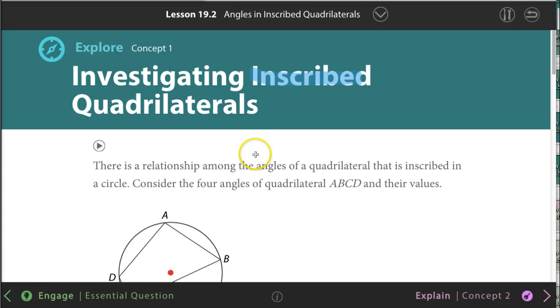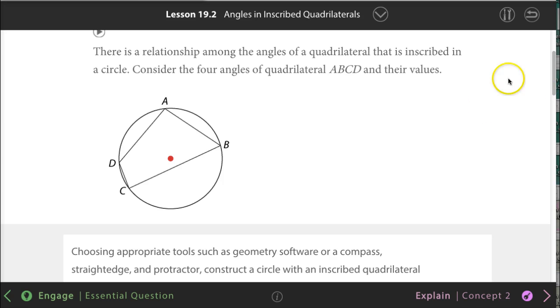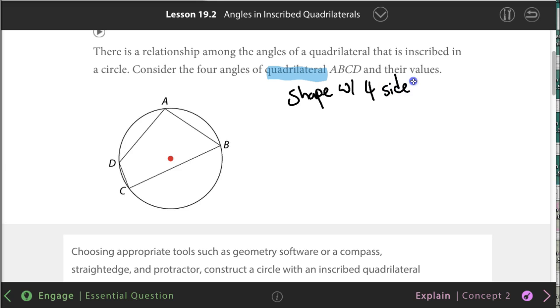Inscribed means it's inside, okay? So this right here, you see this quadrilateral. Quadrilateral means a shape with four sides, right? So let me write that down for you. Shape with four sides. So this quadrilateral is inscribed in a circle. So inscribed means it's inside a circle.